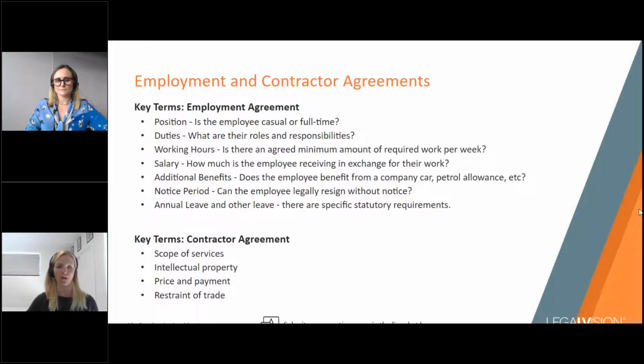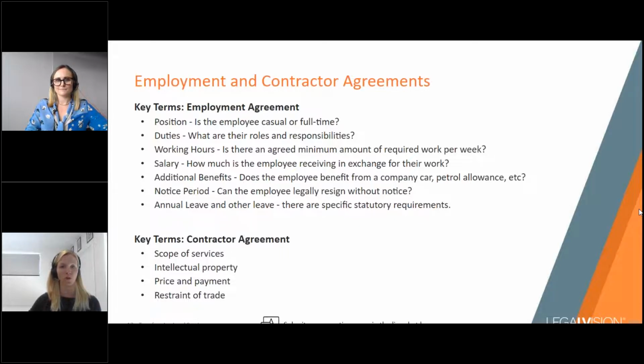Working hours. What hours are you expecting them to work per week? That's really important to specify, as is how much you are paying them. And with the salary, you should specify whether KiwiSaver is in addition or whether it's included in their salary.